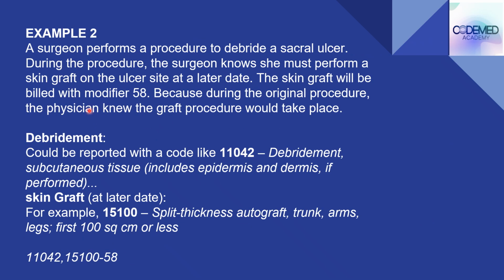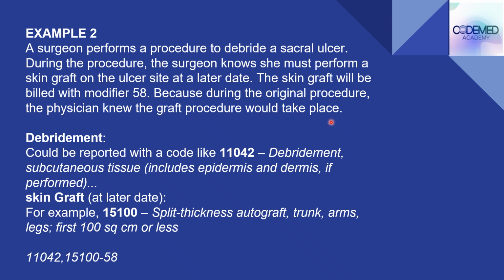There is one more example. A surgeon performs a procedure to debride a sacral ulcer. During the procedure, the surgeon knows that she must perform a skin graft on the ulcer site at a later date. The skin graft will be billed with modifier 58 because during the original procedure, the physician knew the graft procedure would take place.